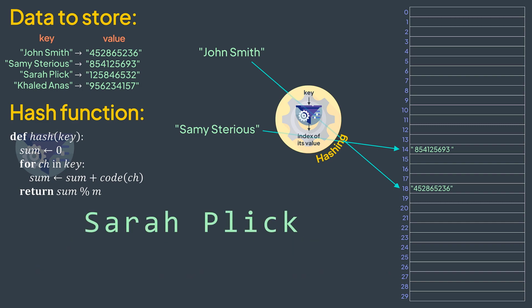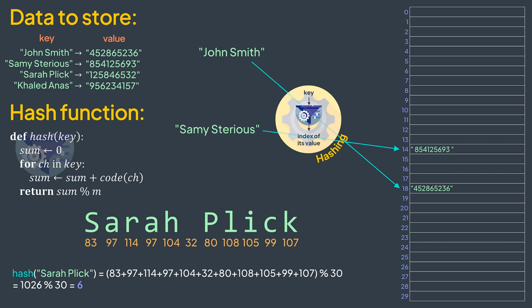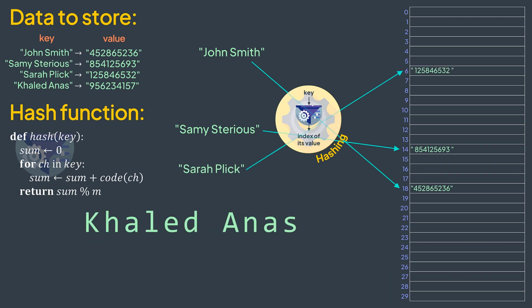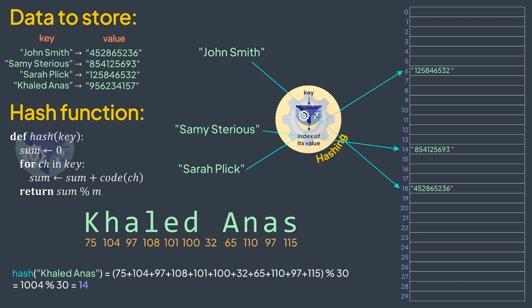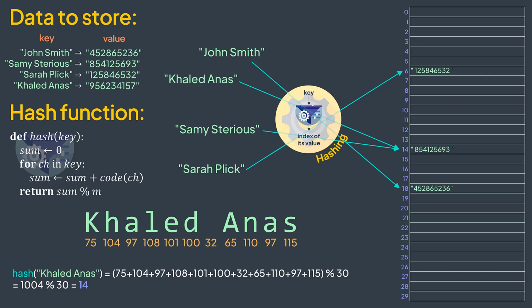Next pair, Sarah Plick. By hashing we get 6, we put her number at index 6. Next pair, Khaled Anas, whose number is this one. By hashing the key we get 14, we put the number at index 14. But wait, we already have a value at index 14, the number of Sam Mysterious. What happened here? Here we got two different keys that gave the same hash, hence the same index. And this is what we call a collision.